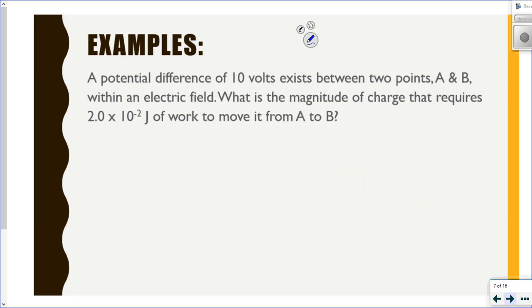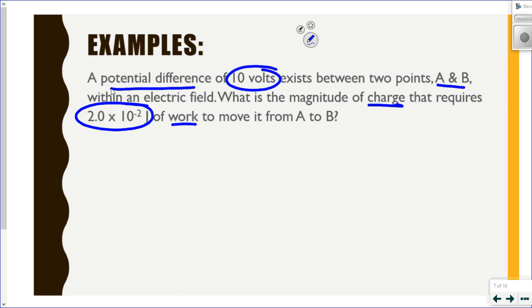And again, if you did the same thing, we've got the potential difference of 10 volts, and that exists between 2 points, A and B, within an electric field. What's the magnitude of the charge we're looking for that requires this much work to move from A to B? So again, I'm moving the point. I've got my equation, V equals work over Q, and I'm going to substitute in what I've got, 10 volts.